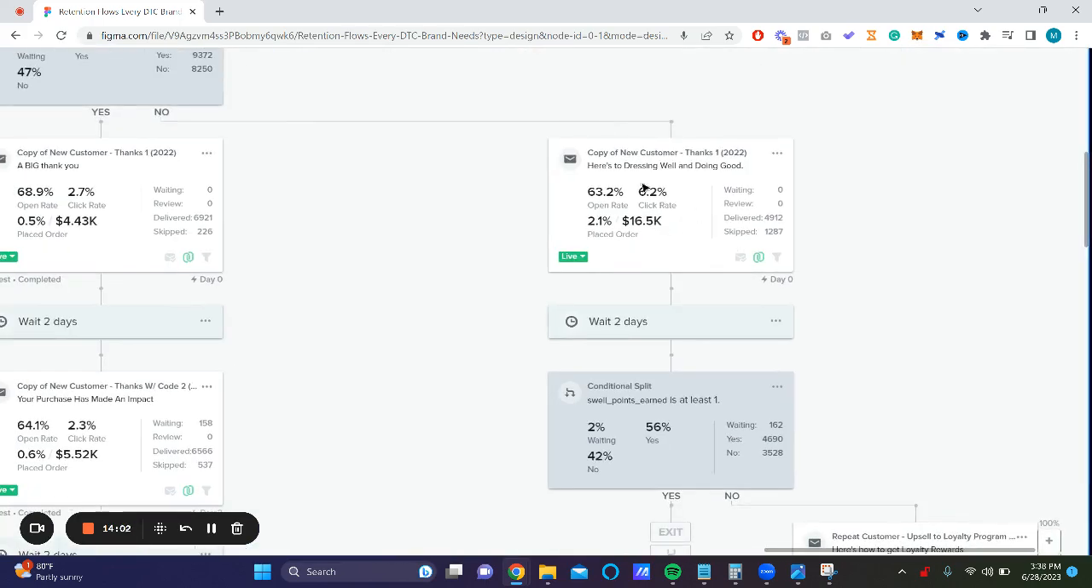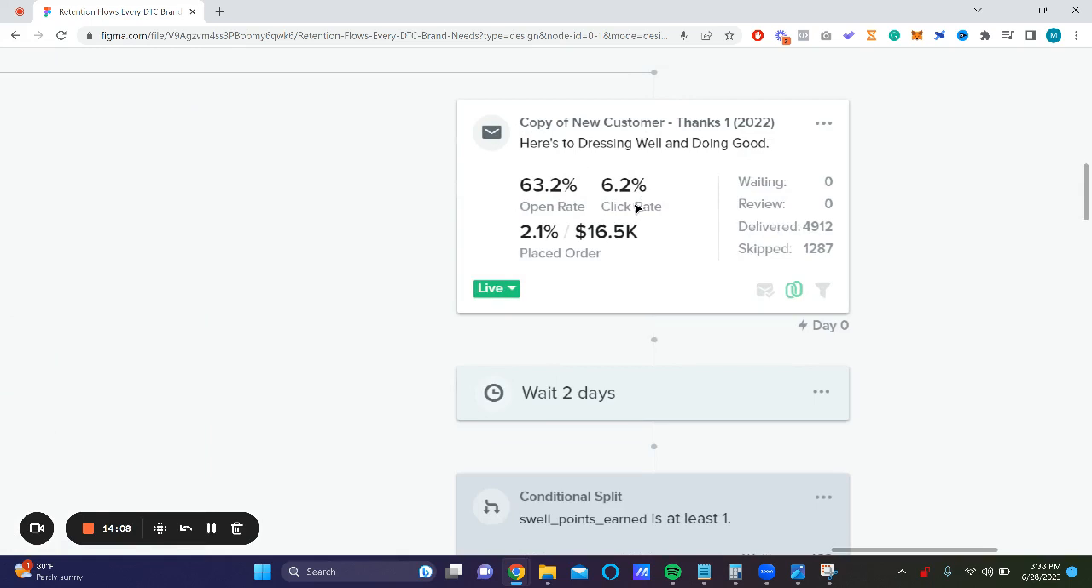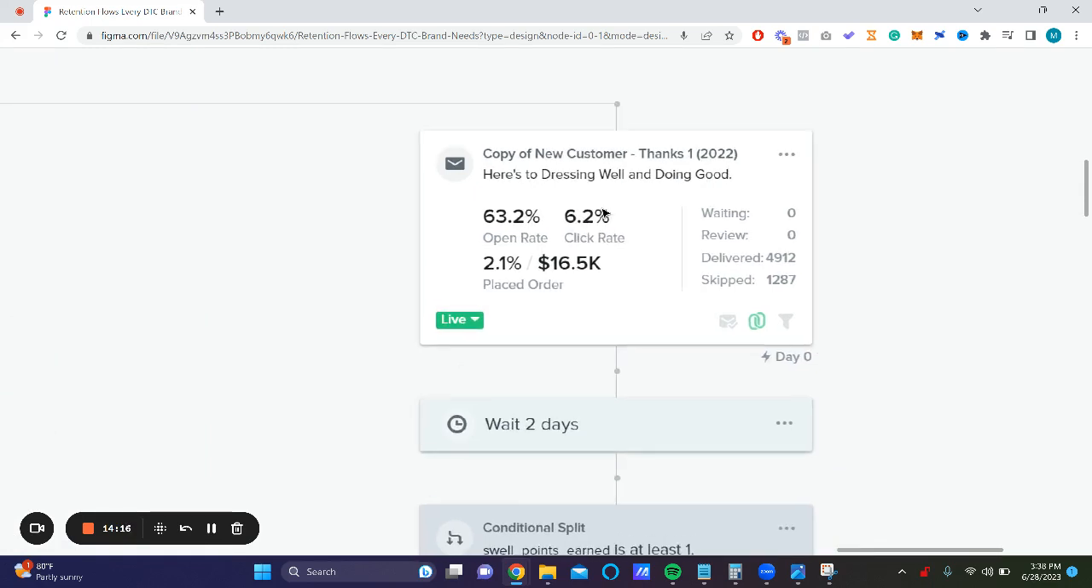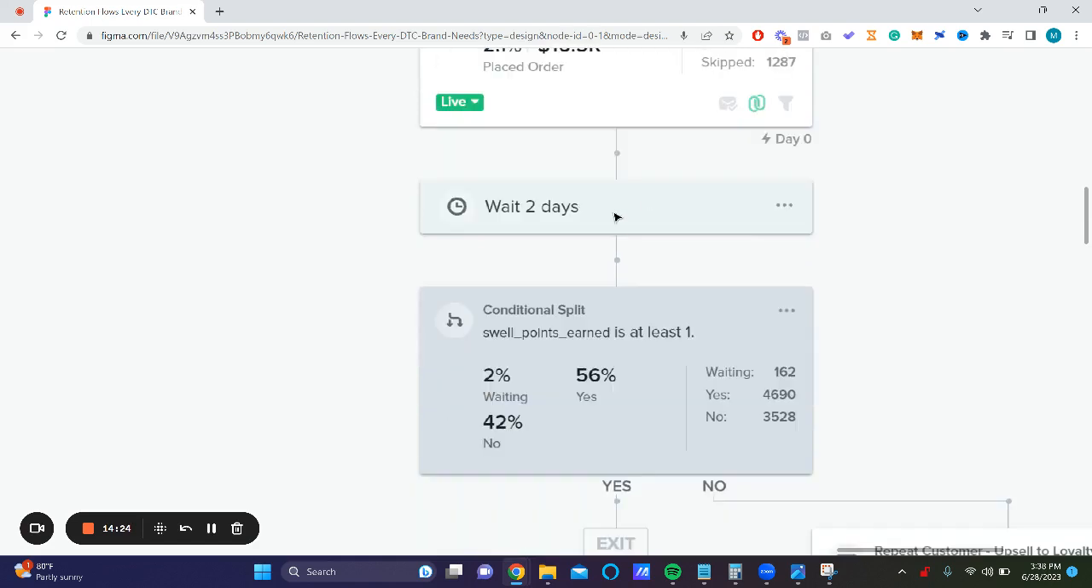And then for anybody who's purchased more than one time, it gets sent this one right here, which is a thank you note, plus 10% off. So thanks so much for purchasing from us again. It means the world to us that you've chosen us for your, whatever. Here's 10% off, basically is what this one's saying. And this one does pretty well.